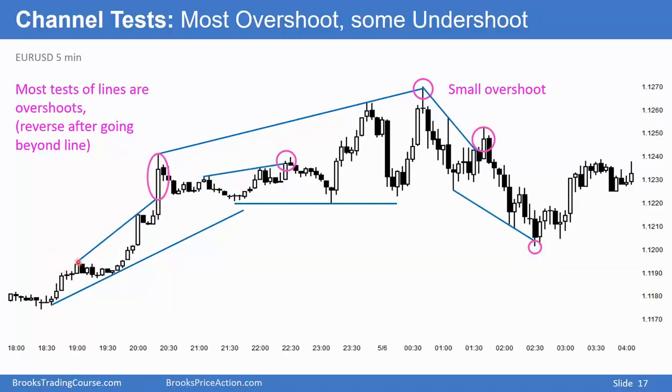Examples of overshoots, I can draw a line. The market went above, reversed down. I can draw a line above. A bear trend line went above, reversed down. A bear channel line broke below, reversed up. So these are all overshoots.